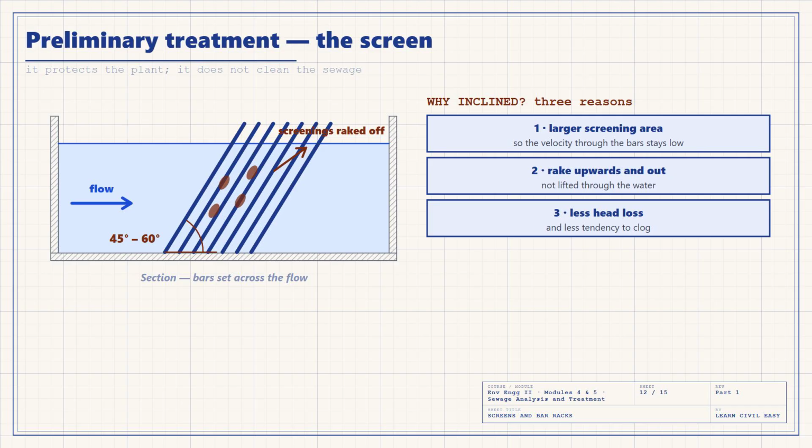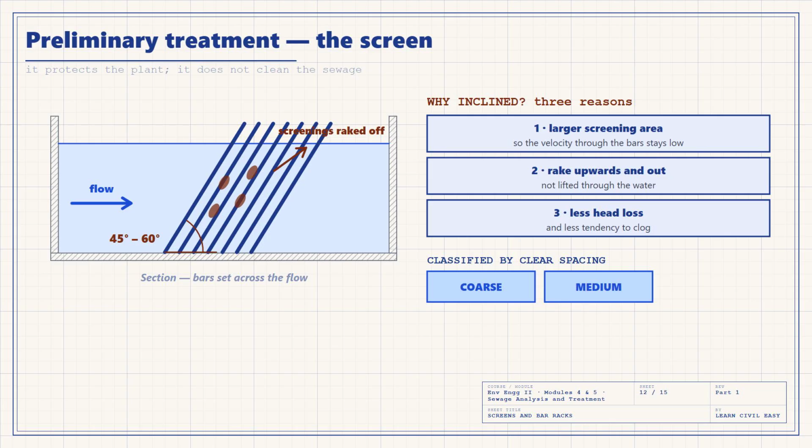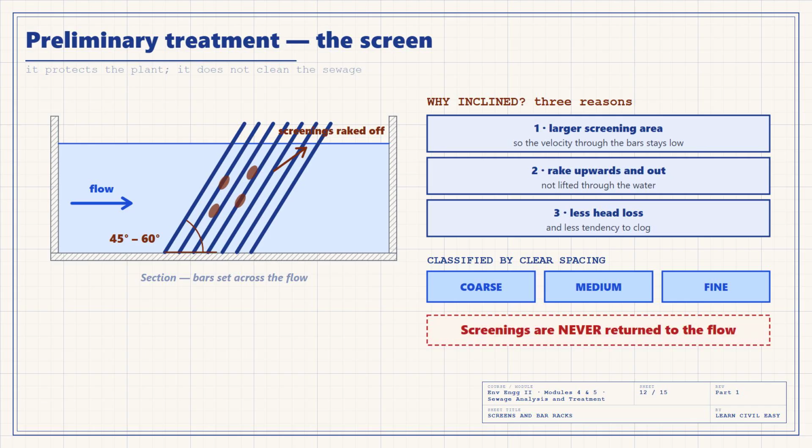Screens are classified by clear spacing as coarse, medium, and fine, and separately as hand cleaned or mechanically cleaned. And one rule that is absolute: screenings are never returned to the flow. They are buried, incinerated, or properly disposed of.